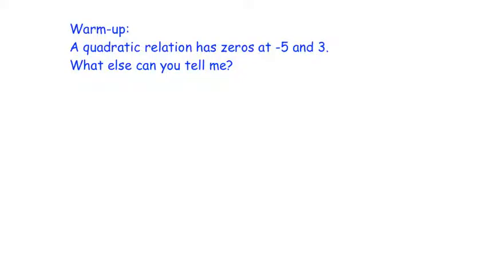Hi everyone. Before I start the lesson, I thought we'd begin with a warm-up question. The question is, a quadratic relation has zeros at -5 and 3. What else can you tell me? So in this case, what the question is really asking is, are there any other key properties of this quadratic that you can say for certain?